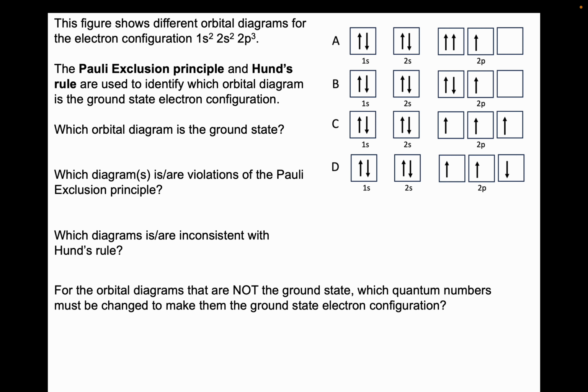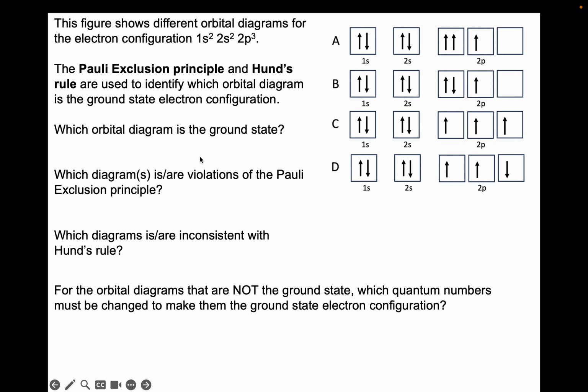Here we see more questions involving orbital diagrams. This figure shows the orbital diagrams for the electron configuration 1s2, 2s2, 2p3. So they all have a total of 1, 2, 3, 4, 5, 6, 7 electrons. But notice they've populated the orbital diagrams in different ways. The Pauli exclusion principle and Hund's rule are used to identify which of these represents the ground state.